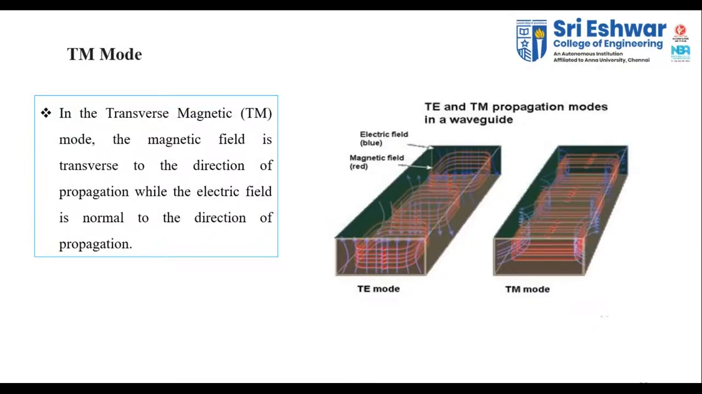The same applies to the TM mode, transverse magnetic. What are the conditions? Only the X and Y directions we have to consider. In the case of the Z direction, the magnetic field is considered zero.